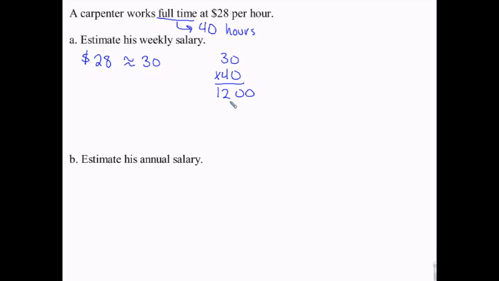Okay, so we'll do 30 times 40, and that's easy, because zeros just get carried down, and then you multiply the whole numbers. Did you guys know that trick? Okay, so he's going to make about $1,200 a week. And there are 52 weeks in a year, which is about 50. So zeros get carried down, and 12 times 5 is 60, so he should make about $60,000 a year.